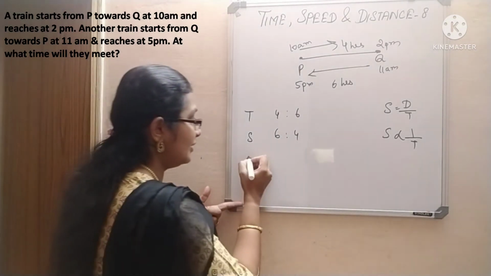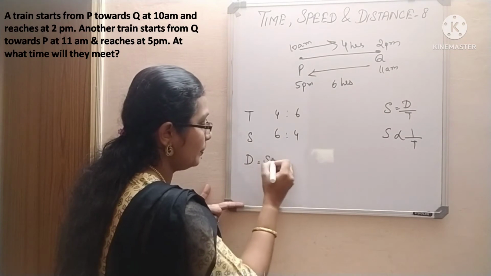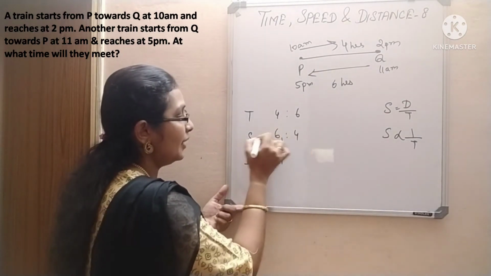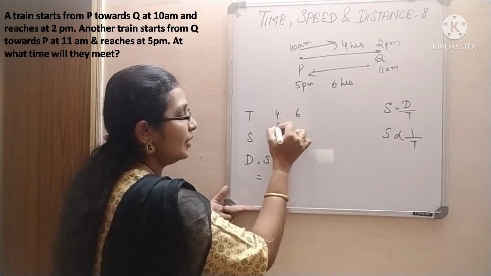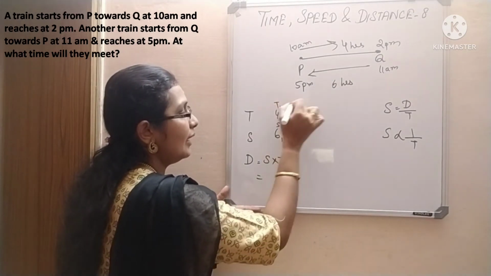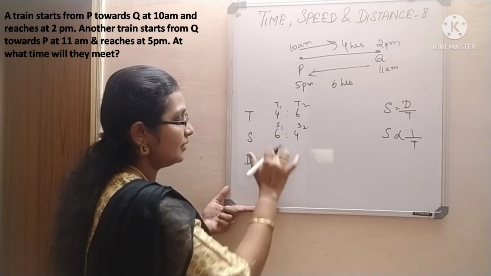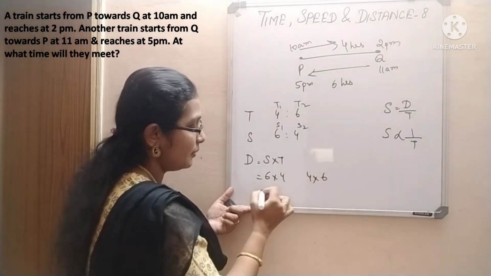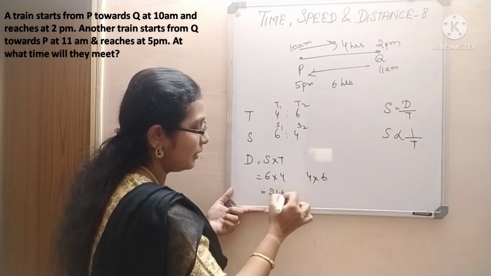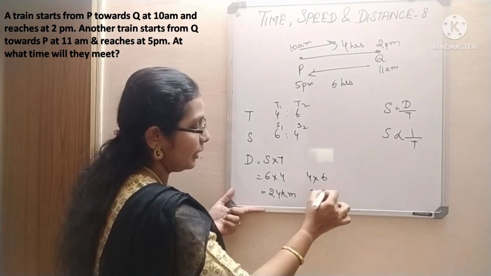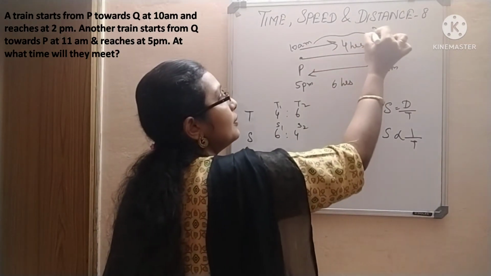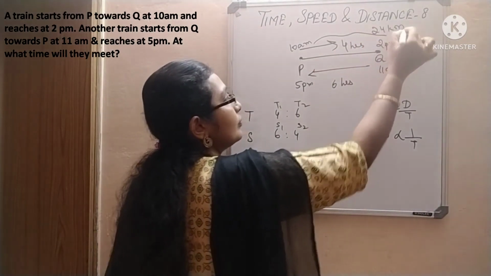Now you can easily find the distance. Distance is equal to speed into time, correct? So this is speed 1, speed 2, timing 1 and timing 2. When your speed is 6, your timing is 4. When your speed is 4, your timing is 6. So both will lead to the same answer of 24 kilometers. So your total distance is 24 kilometers.